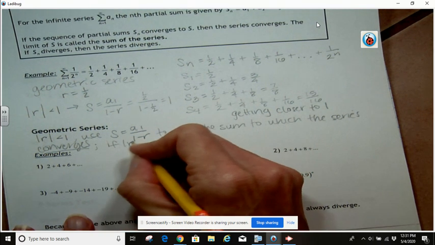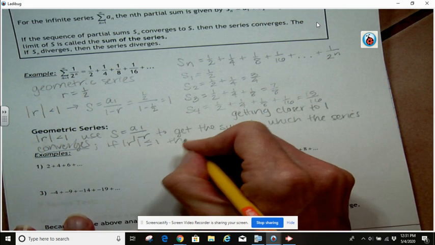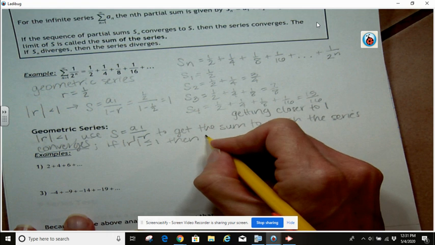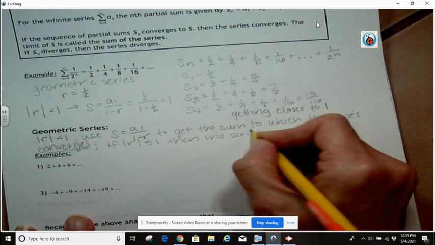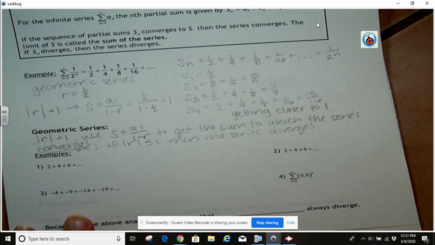If the absolute value of r is greater than or equal to 1, then use no formula. Then the series diverges. We would just stop with that it's geometric, the common ratio has an absolute value greater than or equal to 1, and therefore it diverges. There is no sum. This kind of series is going to continue to grow or continue to get smaller, so it is going to go to either positive infinity or negative infinity, which is how you know it diverges.